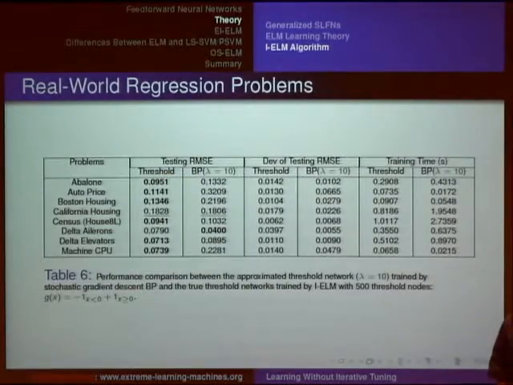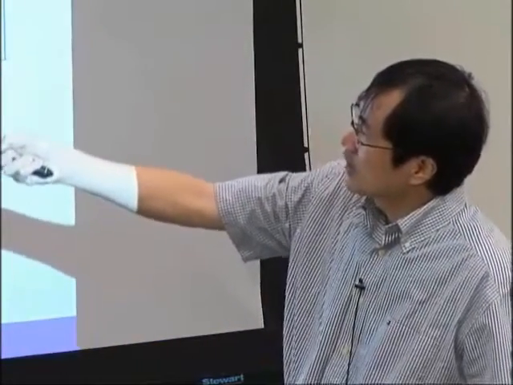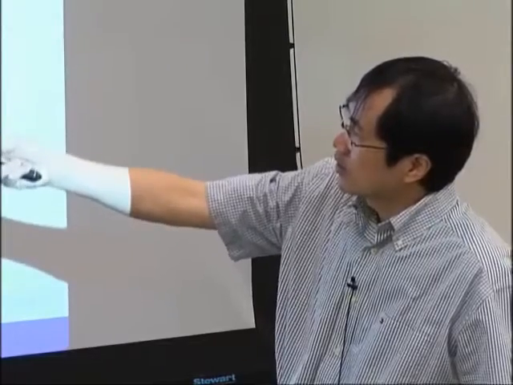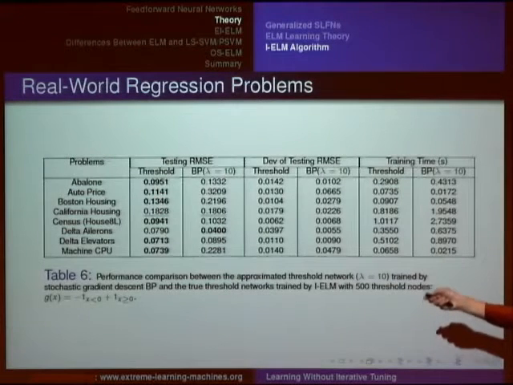Because for BP, they try to change the gain factor, to make the gain factor large. So that means the so-called threshold network, the threshold function, can be approximated by the Sigmoid function with a large gain factor. Okay, so then we compare this threshold network trained by the E-ELM, actually I-ELM. We added the hidden threshold nodes one by one and compare with BP.